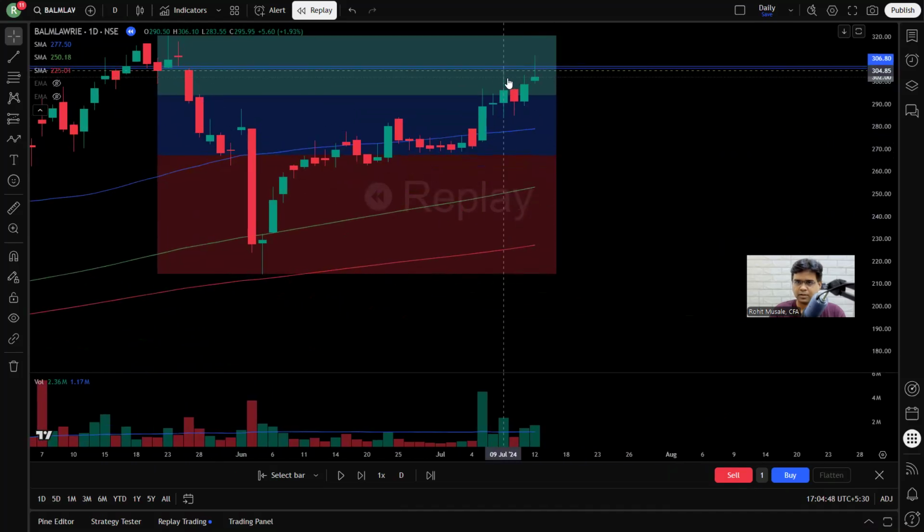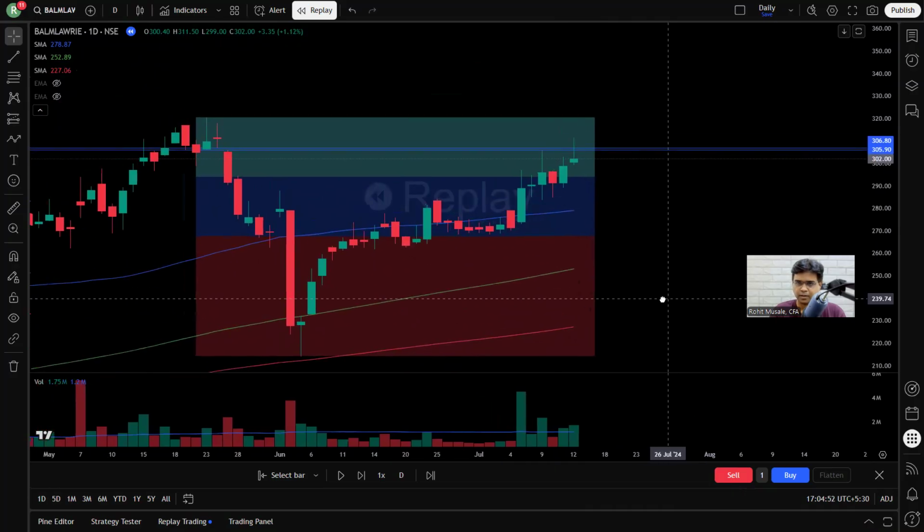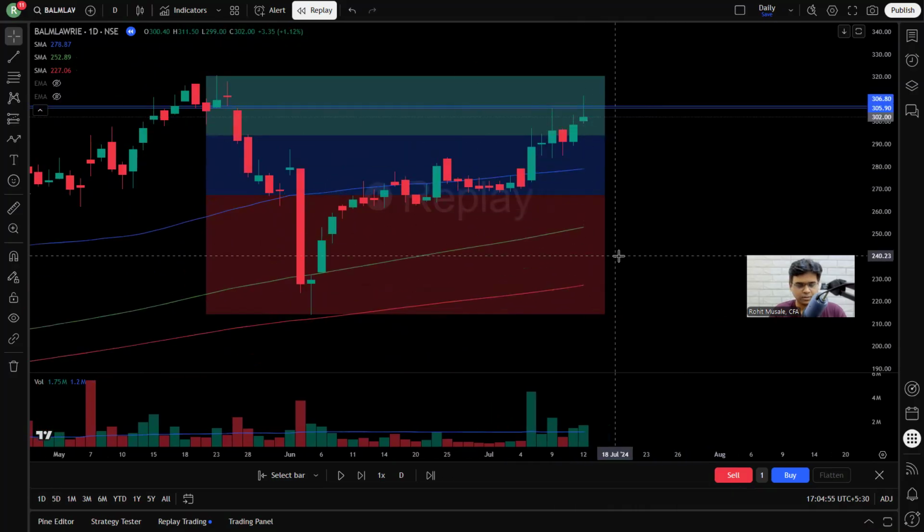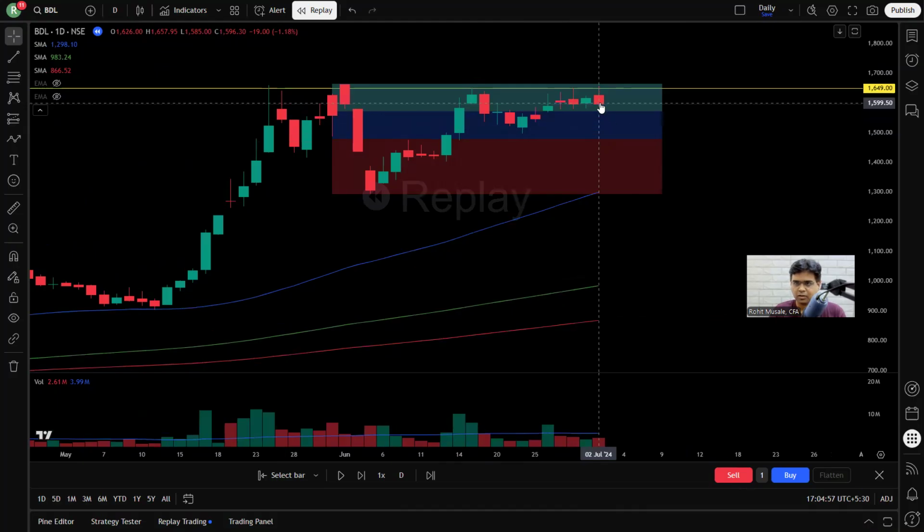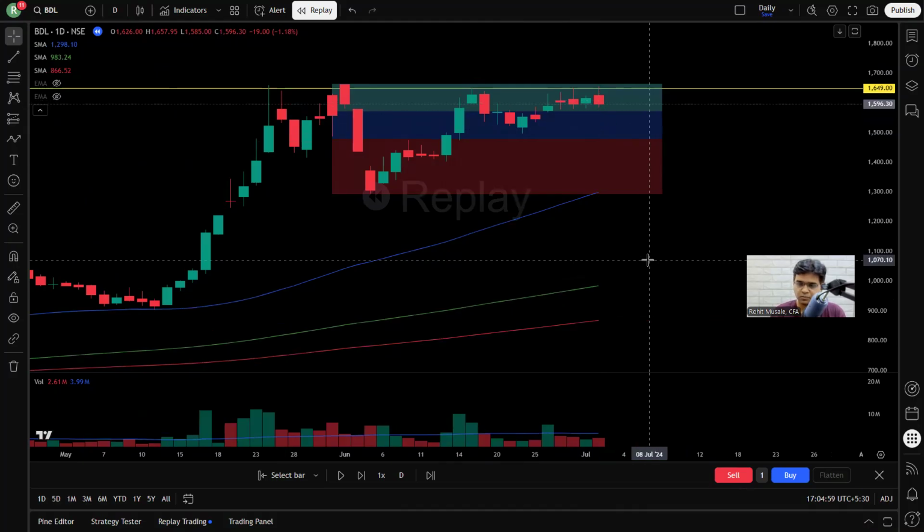So I have not drawn the yellow line, but it touches the yellow line and it comes down. Now notice that candle and notice the previous candle as well. Both the candles are called weak closing candles. What is a weak closing candle? A weak closing candle means a candle that closes below the midpoint of the same candle.